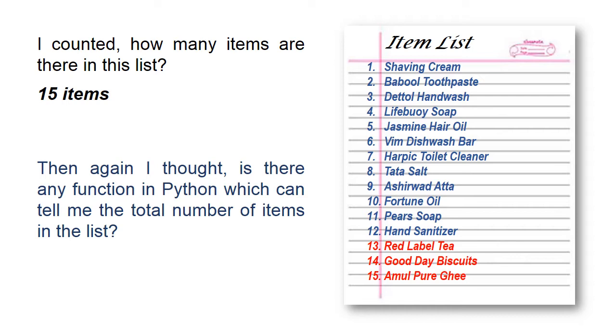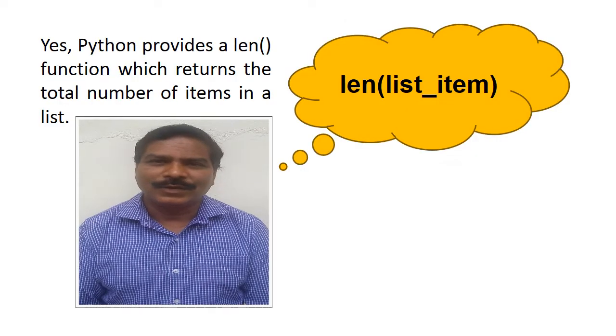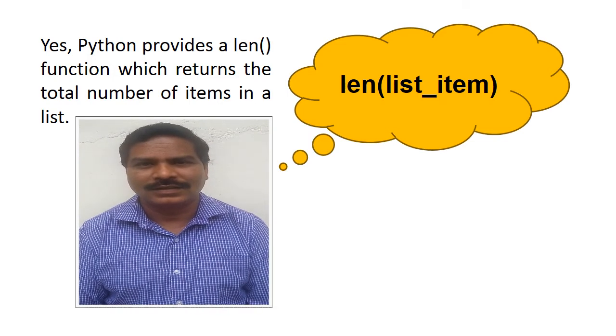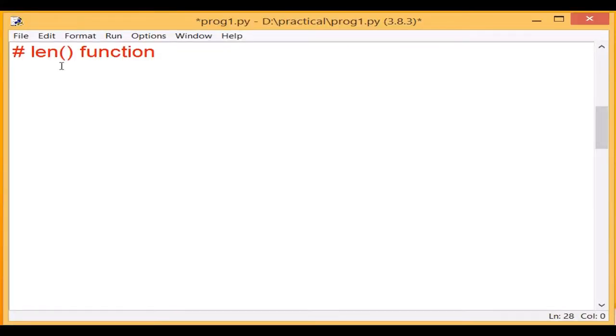I counted how many items are there in the list. 1, 2, 3, 4, 5, 6, 7, 8, 9, 10, 11, 12, 13, 14, 15. 15 items. Then again I thought, is there any function in Python which can tell me the total number of items in the list? Yes, Python provides a len function which returns the total number of items in a list. The len function returns the number of elements in a list.